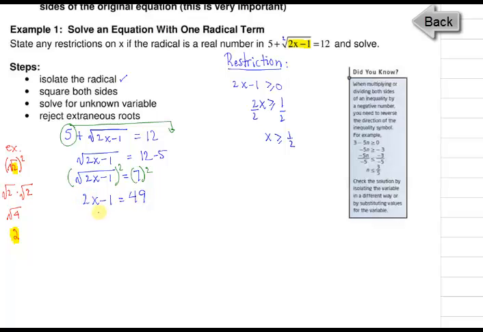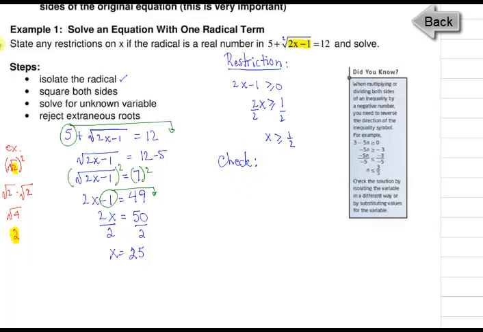We want to isolate for x, so we're going to go 2x equals. We want to bring the negative 1 over to the right. It becomes positive, so you get 49 plus 1, which is 50. Divide both sides by 2, and you get that x equals 25. Okay, now it does satisfy our restriction. Our restriction says that whatever x is, it has to be greater than or equal to a half. Okay, but you can still check. So let's check.